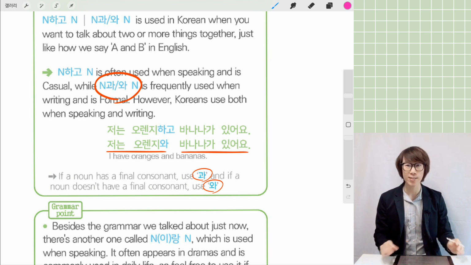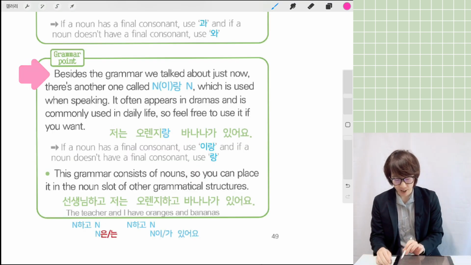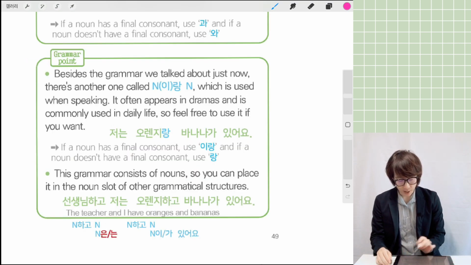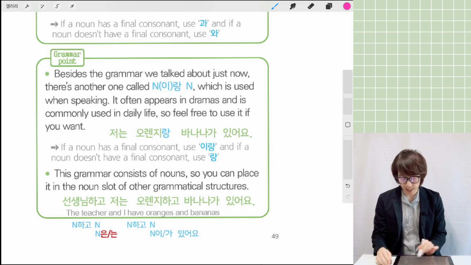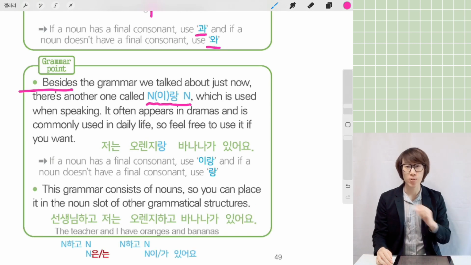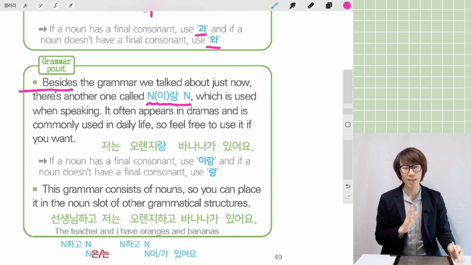accept this concept. And can you see here, besides the grammar we talked about just now, there's another one called noun이랑 noun, which is used when speaking. It often appears in dramas and is commonly used in daily life, so feel free to use it if you want. So noun이랑 noun is also A and B, but this is speaking. It's very casual, but used a lot.